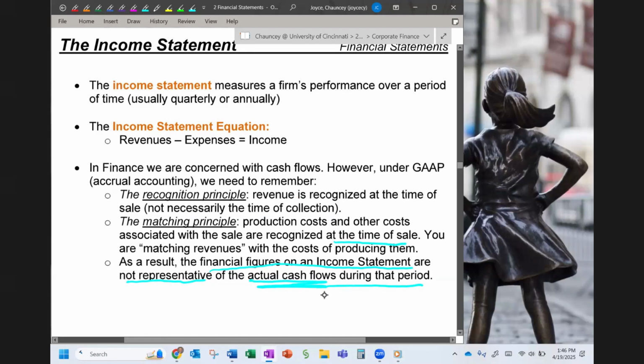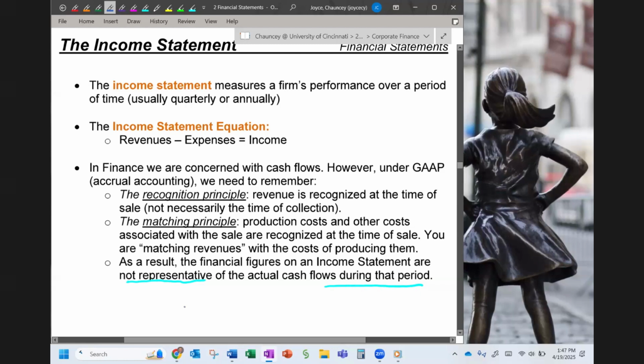However, under GAAP, an accrual accounting system, we need to remember these two important principles. The first is the recognition principle, and that states that revenue is recognized at the time of sale, not necessarily the time of collection. So although they're recording a sale, in finance, we're saying, hey, unless we got cash for that, we really want to see what the cash sale was as opposed.